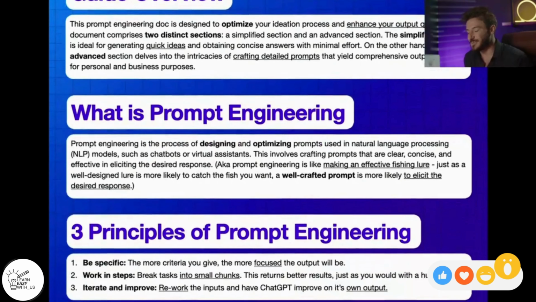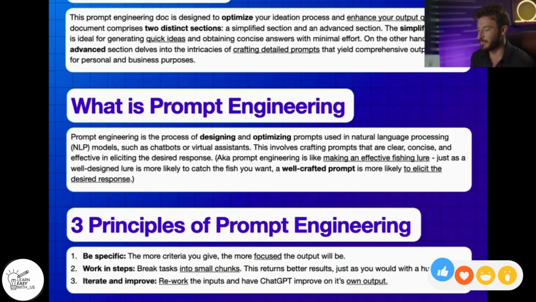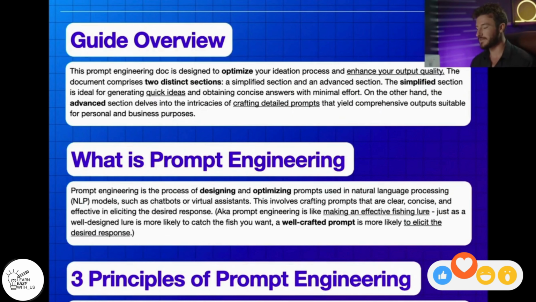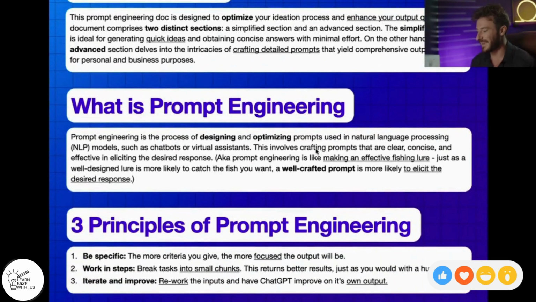So what is prompt engineering? Prompt engineering is the process of designing and optimizing your prompts using NLP models like ChatGPT, and this involves crafting the prompt, like we mentioned, in a clear, concise, and effective way so you can get your desired output. I put a little bit of a metaphor here: prompt engineering is like making an effective fishing lure. Just like a well-designed lure is more likely to catch the fish you want when you're fishing, a well-crafted prompt is more likely to get your specific response or desired output.